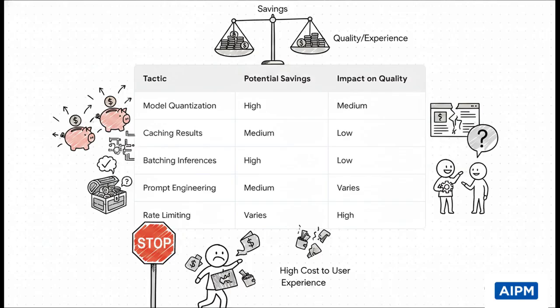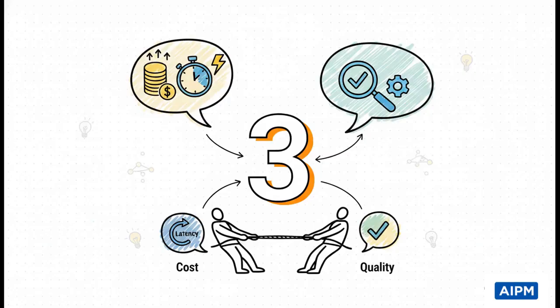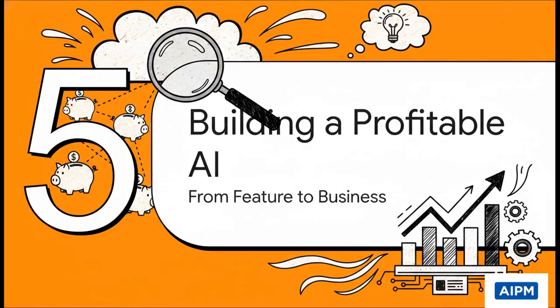As the PM, this is your world. This is the balancing act. You've got to sit down with your tech lead, look at this list, and decide which tools you're going to use for your product. When you boil it all down, you're in this constant tug of war between just three things: cost, latency, how fast it is, and quality. The old saying is you can pick any two. It's almost impossible to get all three perfect. So the most critical question you have to answer as the PM is, which one are you willing to compromise on for your product?